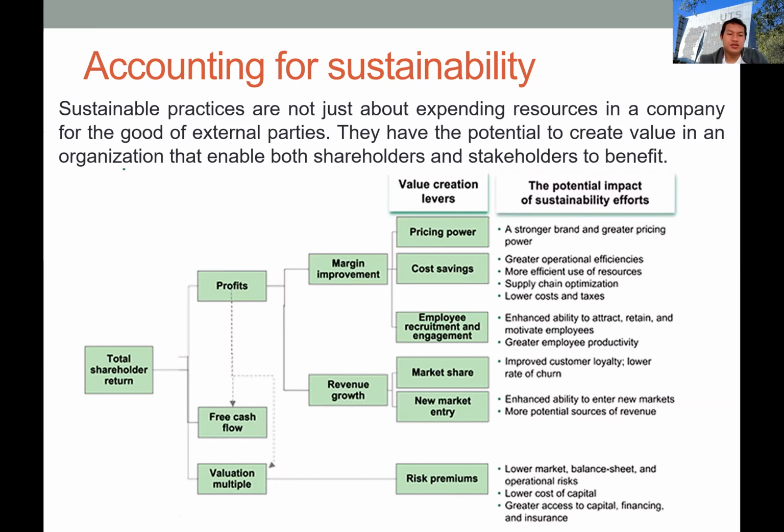Okay, so if you are given any case or any sustainability project or activities, you have to relate the activities or the program to these value creation levers and try to identify how these programs will affect the company's financial performance. For example, if the company introduces a new recycling program, which we call 3R, reduce, reuse, and recycle, you have to identify how this will affect these six value creation levers.